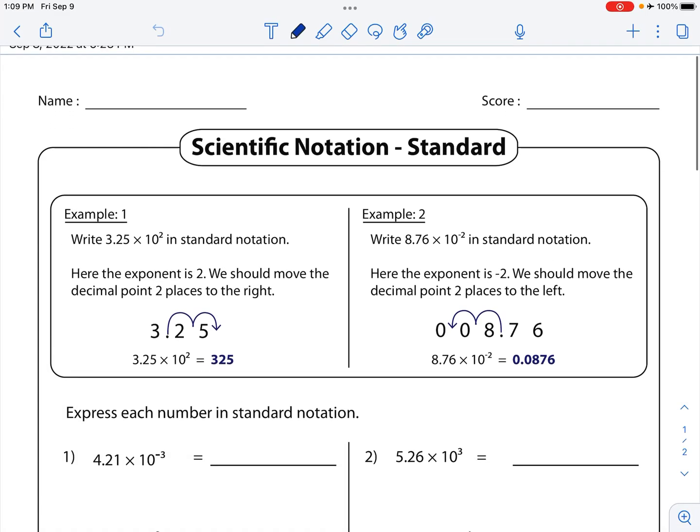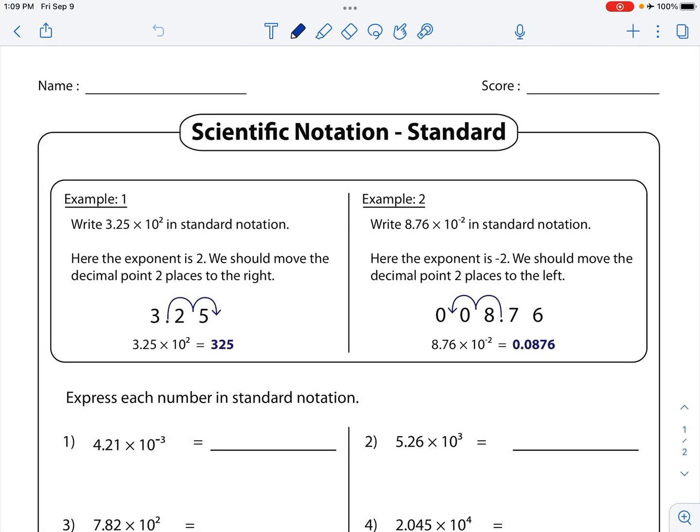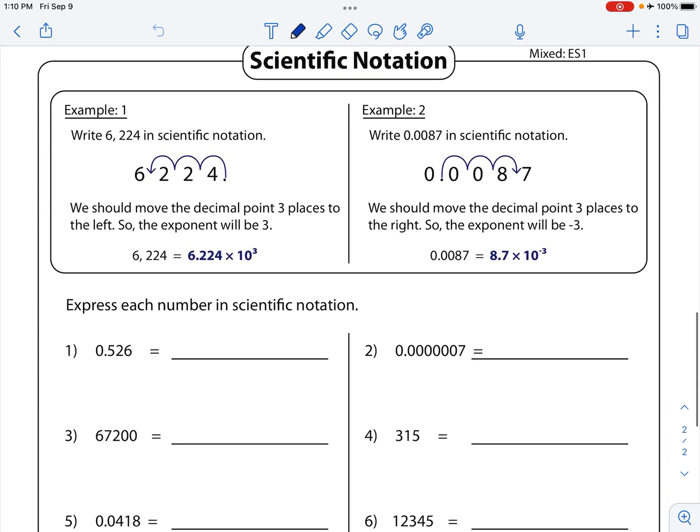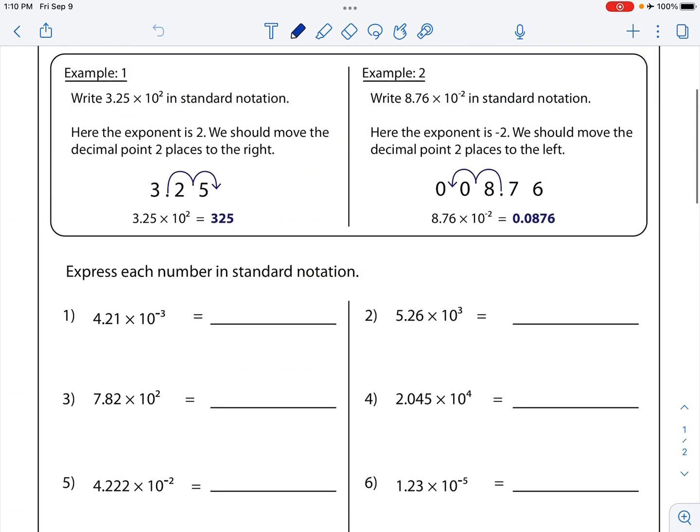Okay, so we are talking about scientific notation. On this page, we're going to be taking numbers that are in scientific notation and putting them into the standard notation. Sometimes I call that the long form. And then on the other page, we'll be putting numbers in the regular or standard notation into scientific notation. So let's start with this one.